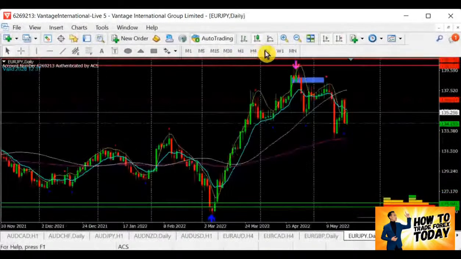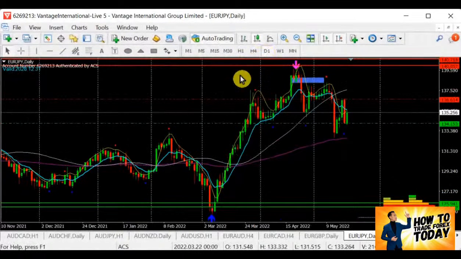So Euro yen over here. Are we looking for a buy or a sell right now? Are we in the bull or are we in the bear? It's really quite tricky over here. Euro yen, I would say that last week we entered into the bear. But after the retracement for the past few days, yesterday there was a big drop.